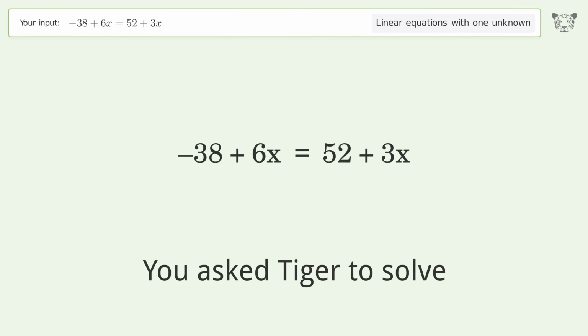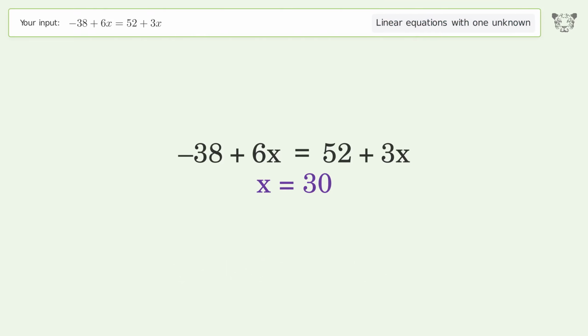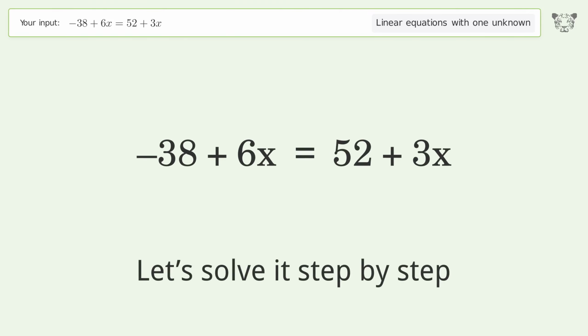You ask Tiger to solve this. It deals with linear equations with one unknown. The final result is x equals 30. Let's solve it step by step.